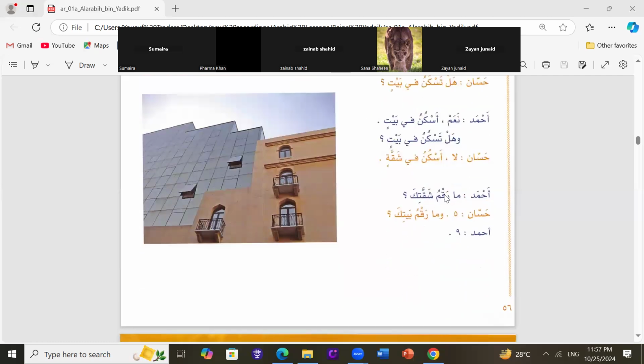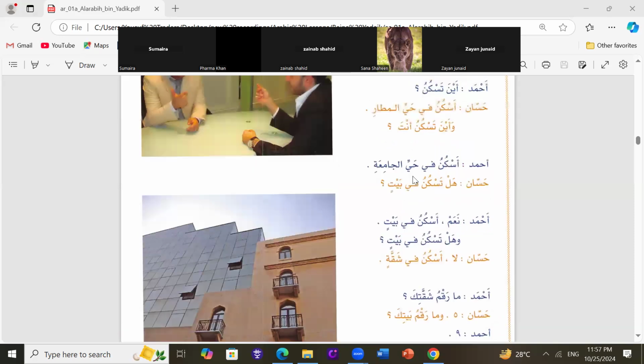Like yesterday in the dialogue, we learned ma rakmu shakkatika. What did it mean? I told you its meaning: what is the number of your flat? Exactly. Ma rakmu shakkatika means your flat number. Shakka is the flat and kaf is an attached pronoun, as we already learned in our earlier classes. Ma means what is, rakmu number, shakka flat, and ka is the attached pronoun, shakkatika, like your flat. So what is the number of your flat?